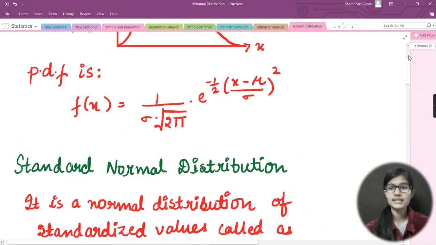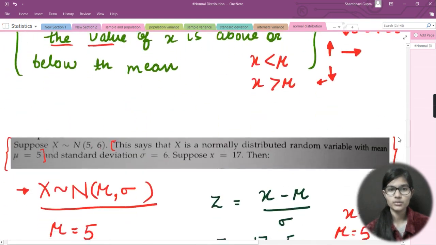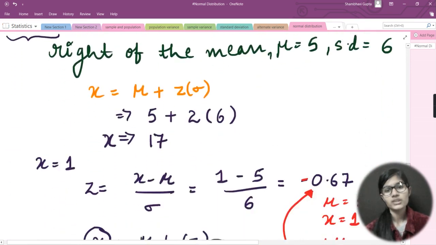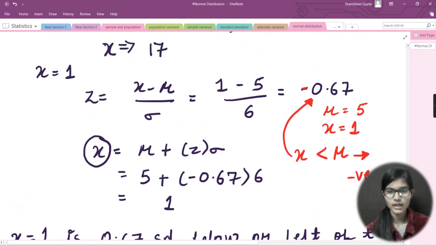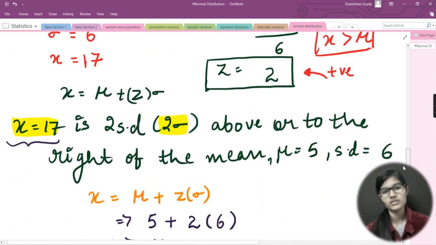So I hope I made the whole z score concept clear to you, and how we simply apply this formula and find the z scores, and how we check for the negative and positive values.